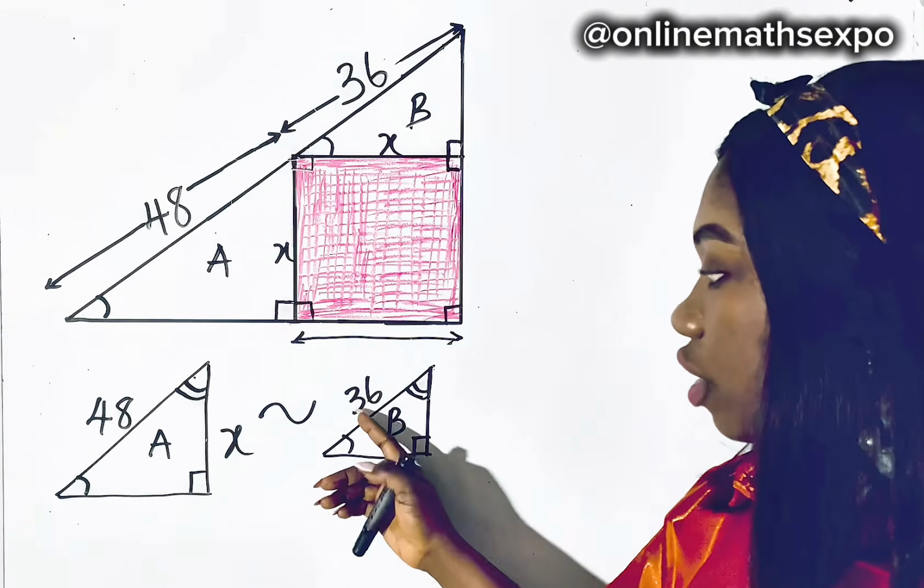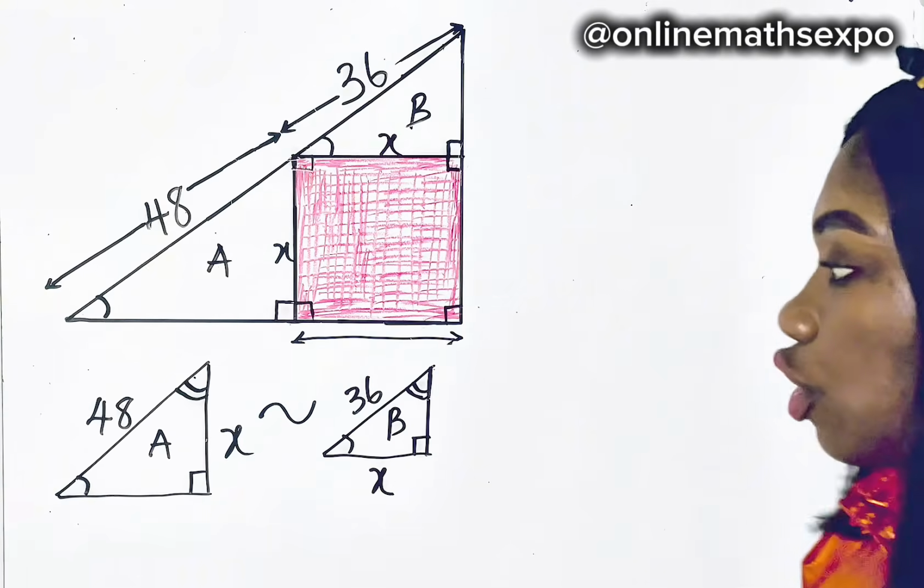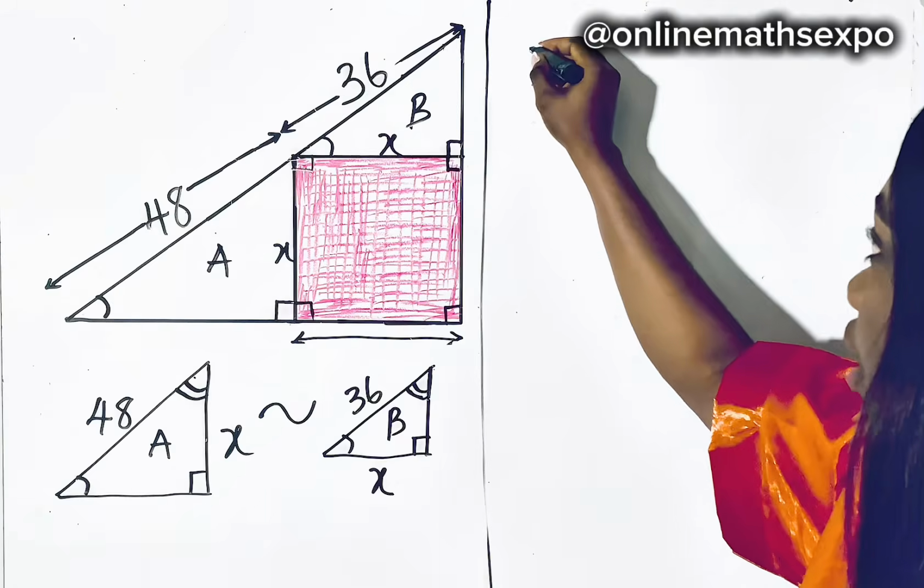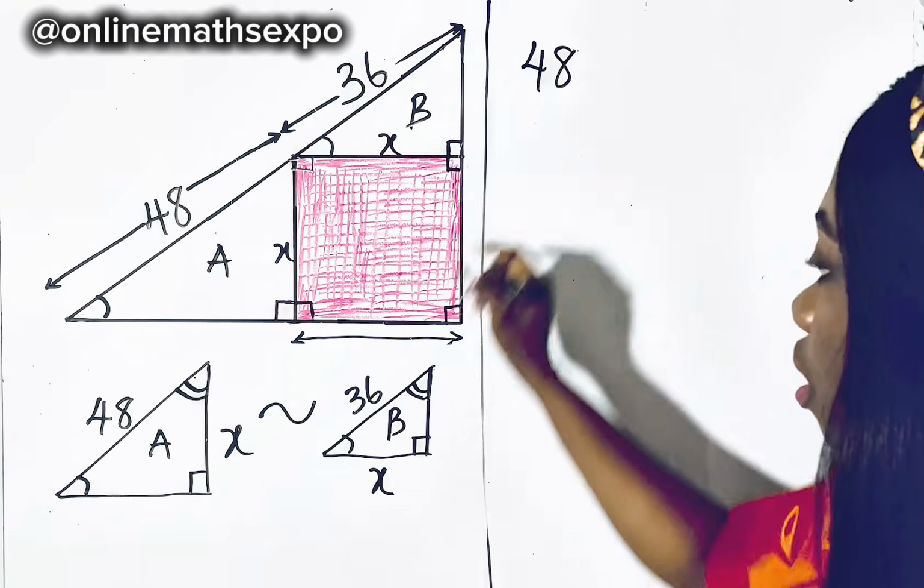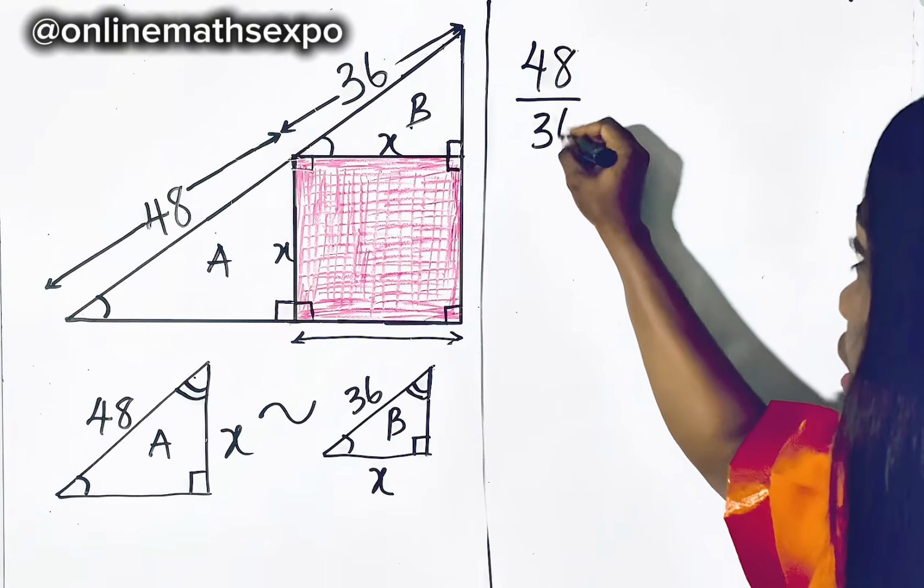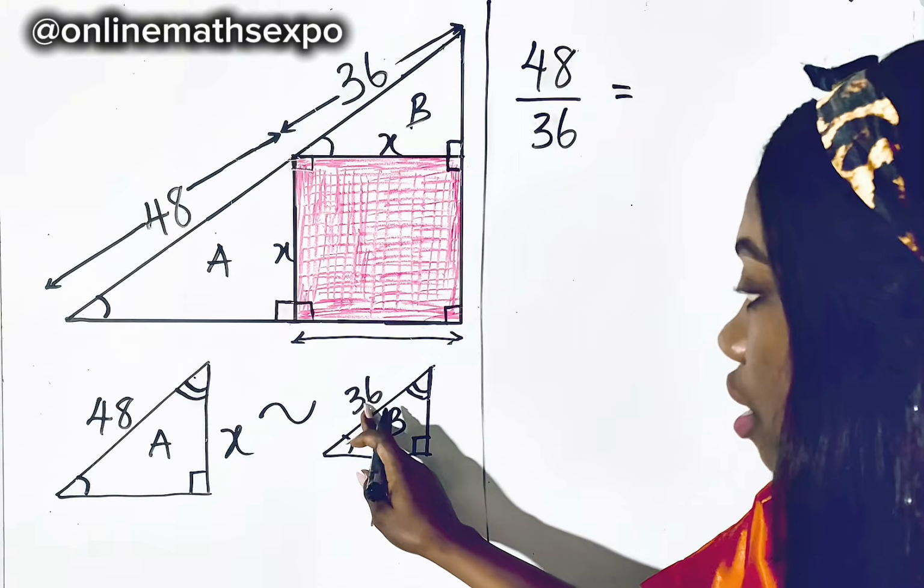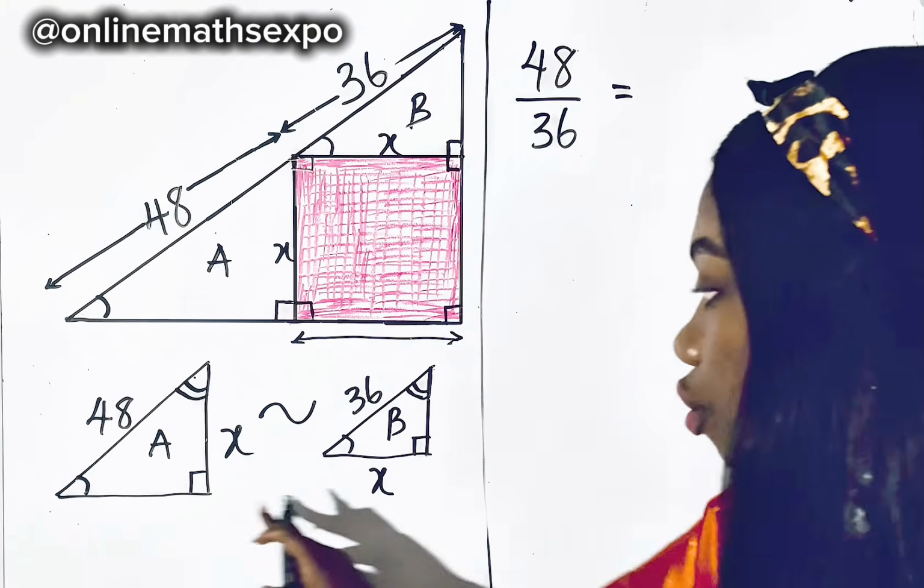Since the corresponding sides are proportional, obeying the similarity property, we are going to have 48 divided by 36 should be equal to this side over this, should be equal to this over this.